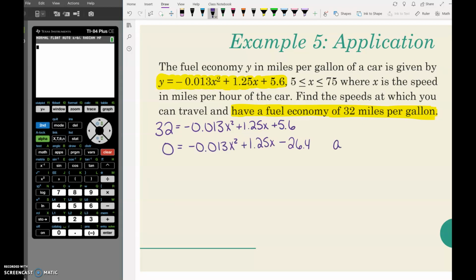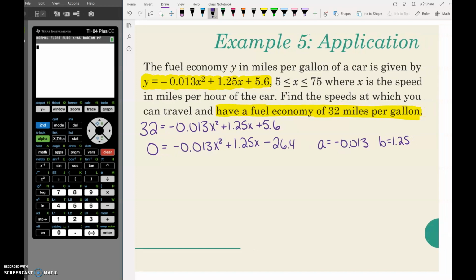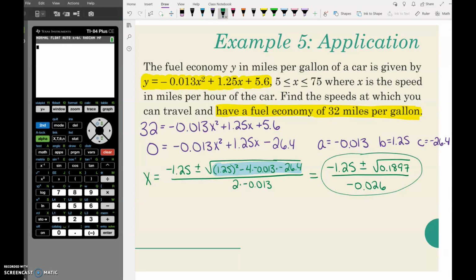Now we know that our a value is negative 0.013, our b value is 1.25, and our c value is negative 26.4. So even though these are kind of crazy numbers, I want you to try the quadratic formula on your own. Plug the numbers in, give it a try. Okay, so I've gotten to this point. I plugged everything in, I did the stuff under the radical, and so I've got this thing that I circled.